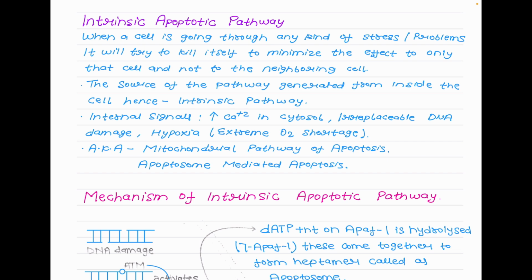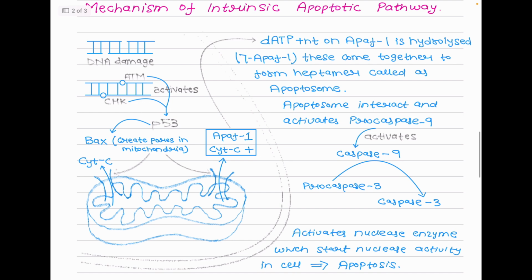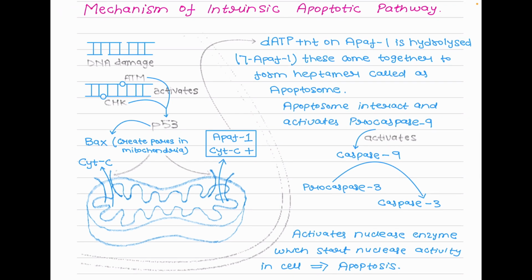Let's talk about the mechanism of the intrinsic apoptotic pathway. Let's say the cellular stress is DNA damage. There are certain signaling molecules found inside the cells which sense this DNA damage, and these proteins are like ATM and CHK. These are signaling molecules which bind to the damaged DNA. Once they sense and bind to the DNA damage, they activate P53.